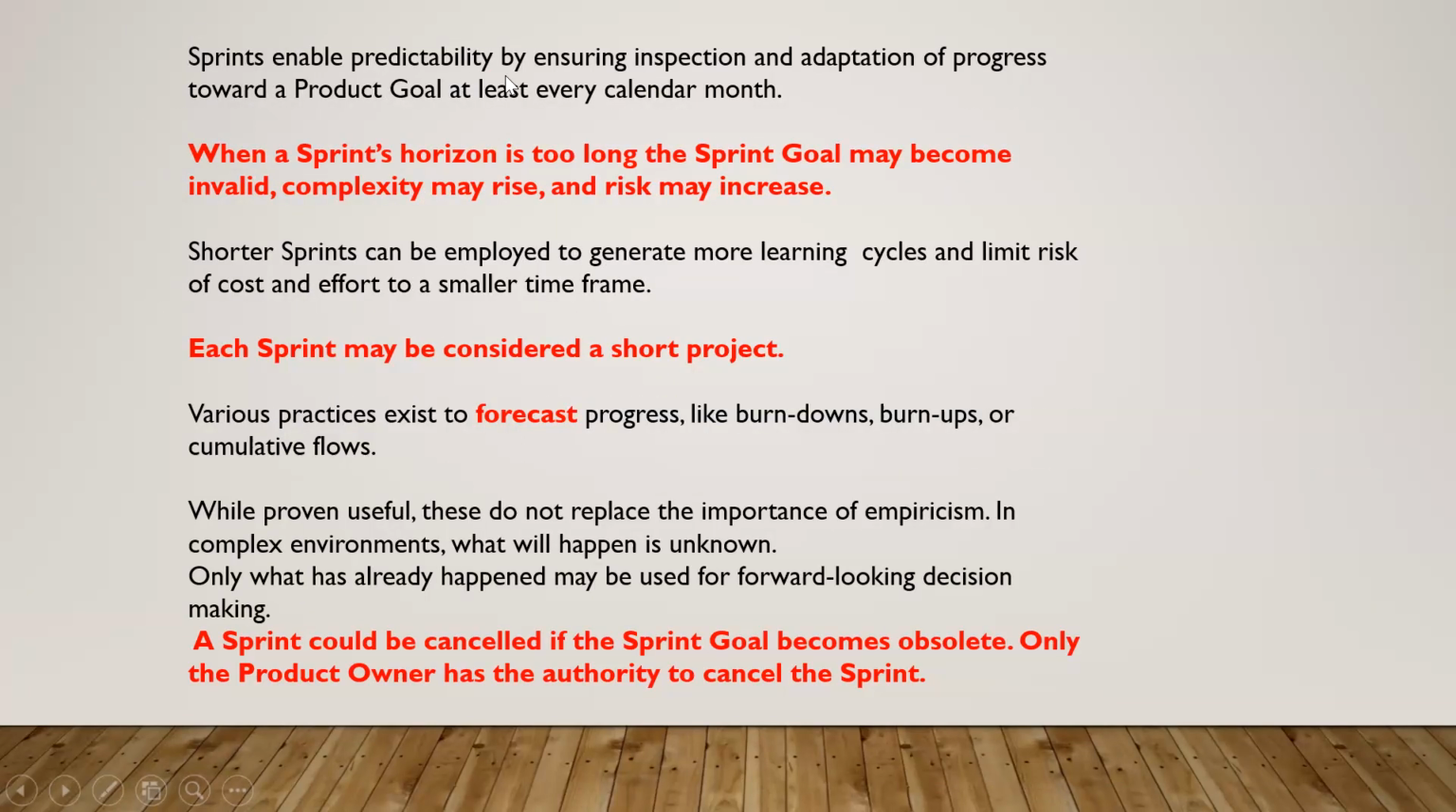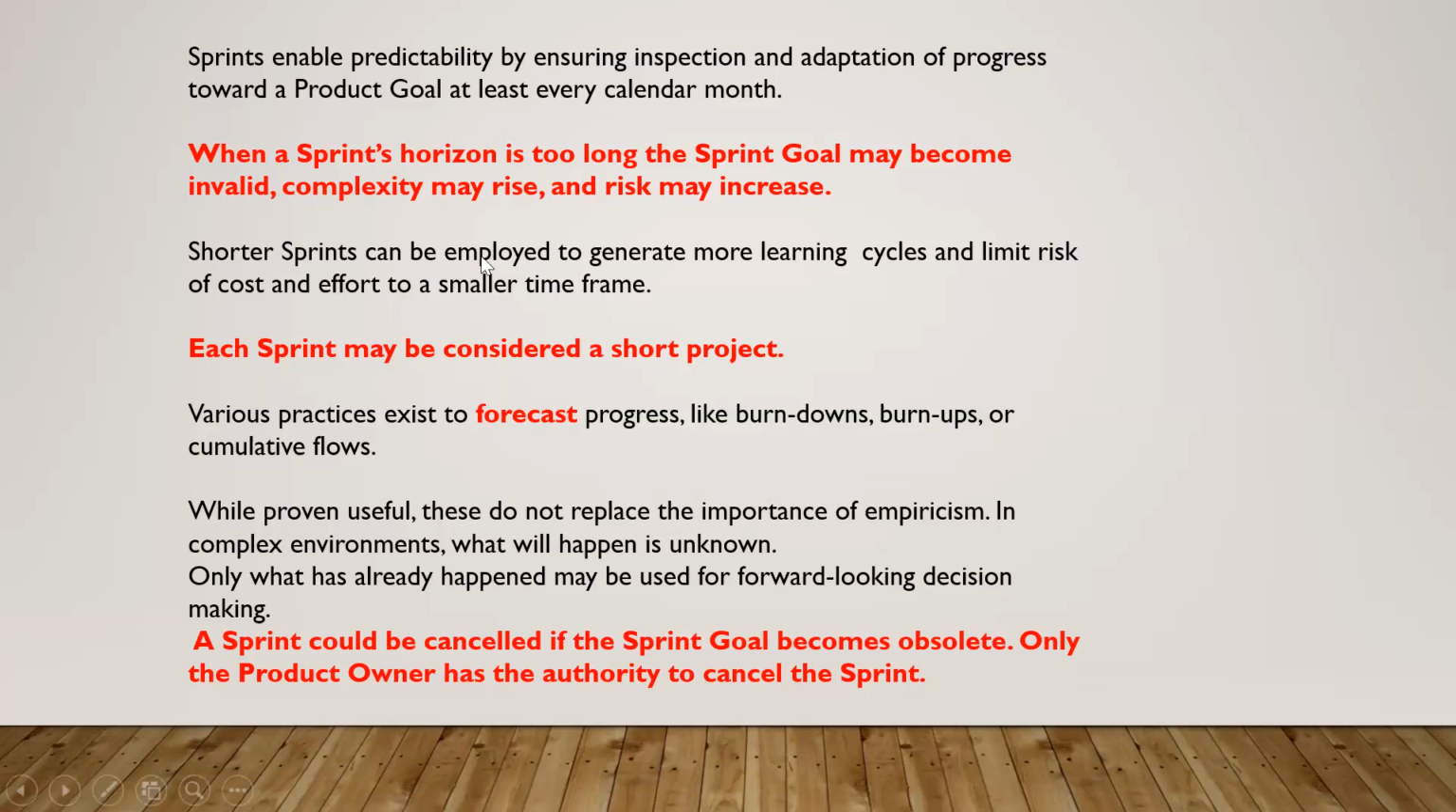Sprints enable predictability by ensuring inspection and adaptation of progress toward our product goal at least every calendar month. So they are going to see how we are reaching the product goal every month. When the sprint's horizon is too long, the sprint goal may become invalid. Complexity may rise and risk may increase. So if you have said it is for 1 month, that's fine. If you are saying the sprint is for 2 to 3 months, then the sprint goal may become invalid. There could be a lot of misses or outliers, and the risk may increase. That's why they are insisting on shorter sprints.